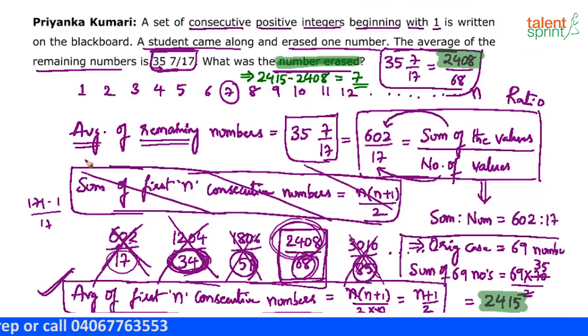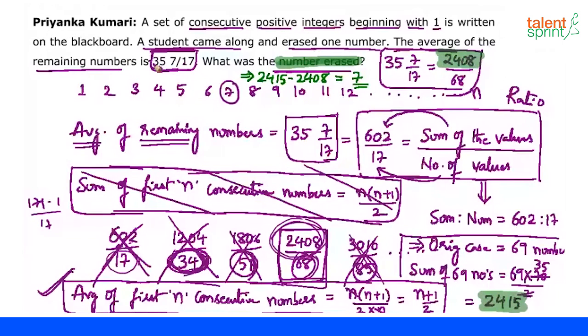For the moment, let us assume no number has been erased. So we are saying the average of some consecutive numbers is 35.7 by 17, approximately 35, which means the middle number is 35. For what range will the middle number be 35? Only when there are 69 numbers. So if you want, you can directly start with 69 numbers. You don't even have to verify all this. Because the middle number is close to 35, I can assume that there were 69 numbers totally, since for the first 69 numbers the average is 35.